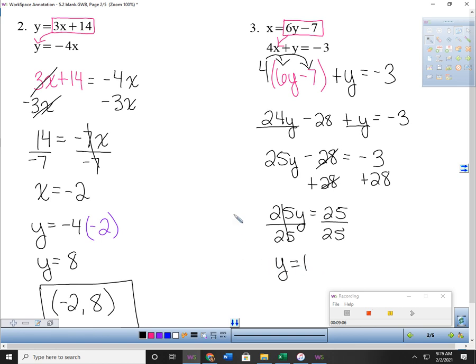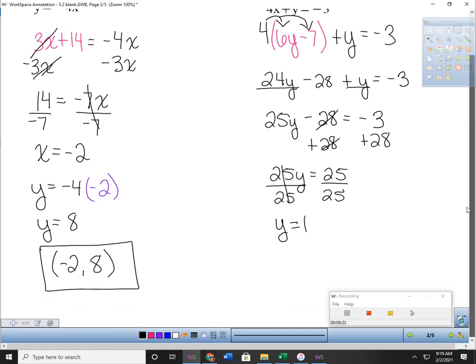So now you're going to go up and plug into one of these equations, but you're going to plug in for y because that's the y value. And since x is the one you're looking for and it's already by itself in this equation, we're going to plug into this top one. But remember, it doesn't matter. You could plug into either one and it will work.